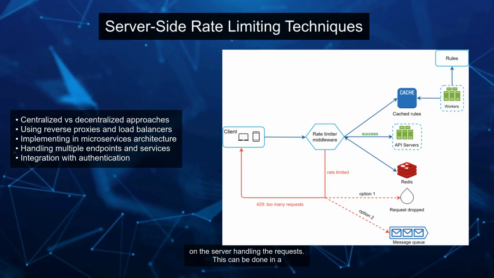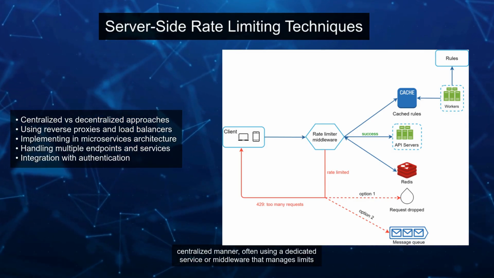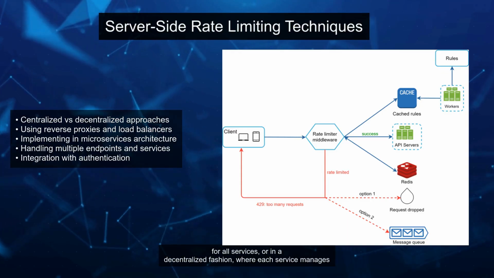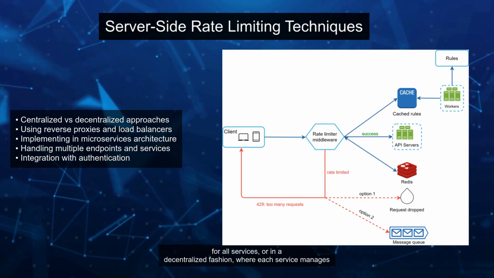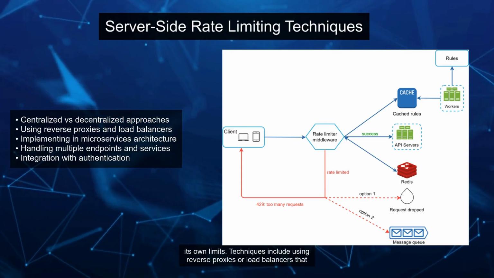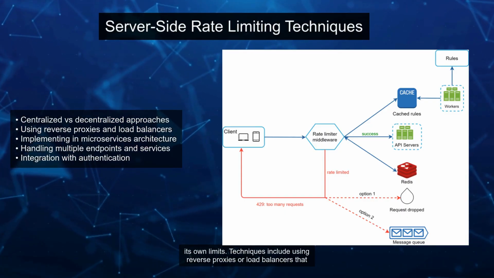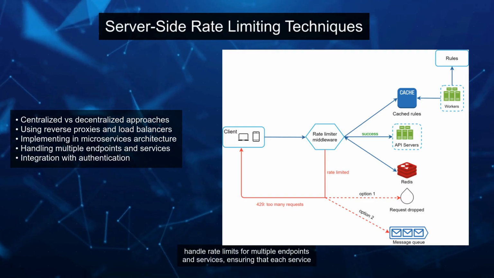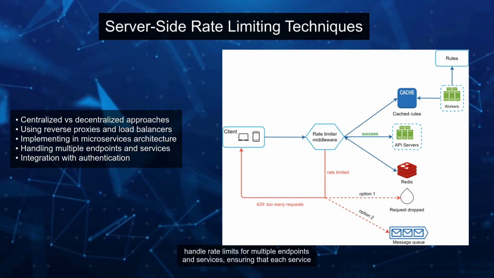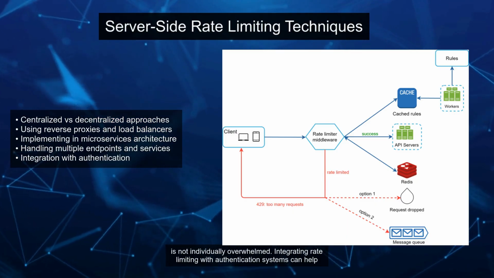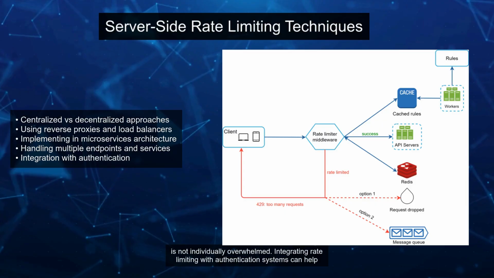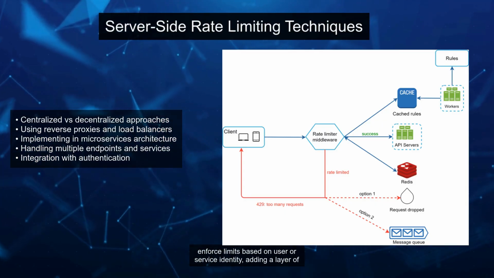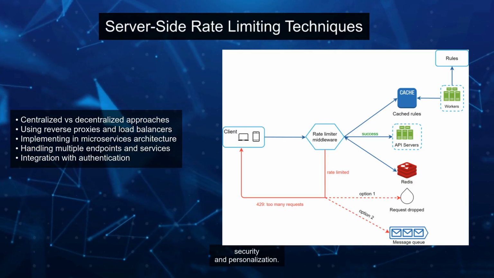This can be done in a centralized manner, often using a dedicated service or middleware that manages limits for all services, or in a decentralized fashion, where each service manages its own limits. Techniques include using reverse proxies or load balancers that can manage rate limits for incoming traffic. In microservices, it's crucial to handle rate limits for multiple endpoints and services, ensuring that each service is not individually overwhelmed. Integrating rate limiting with authentication systems can help enforce limits based on user or service identity, adding a layer of security and personalization.